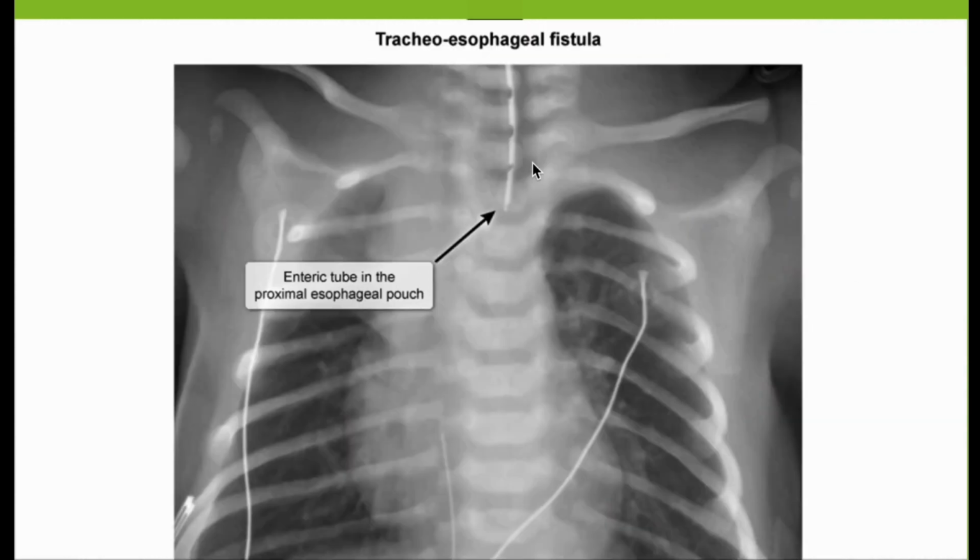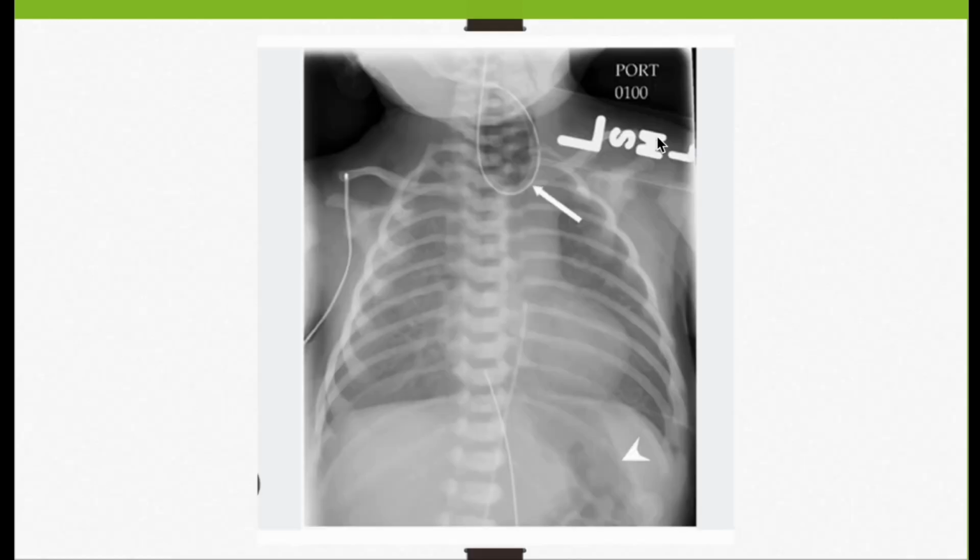So this is an X-ray which is showing the enteric tube in the proximal esophageal pouch due to the difficulty in passing it down as a result of the fistula. So you can have an X-ray like this in the exam, which is very common, or you can have an X-ray like this where the tube is coiled up right here due to the atresia, as I explained earlier.